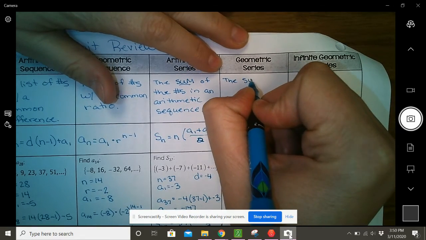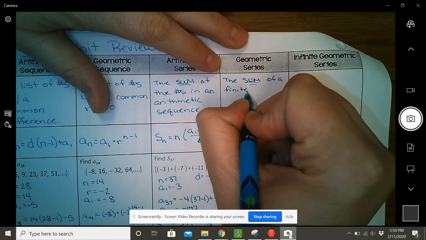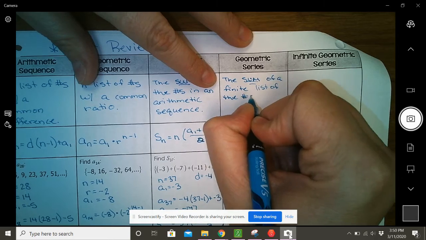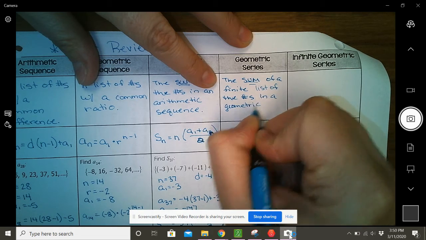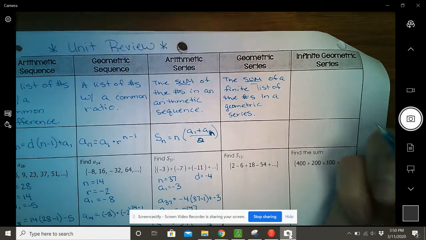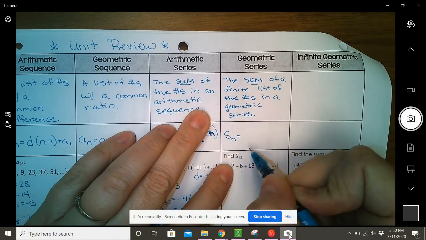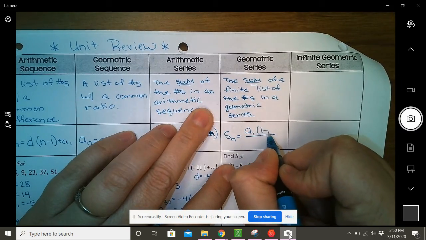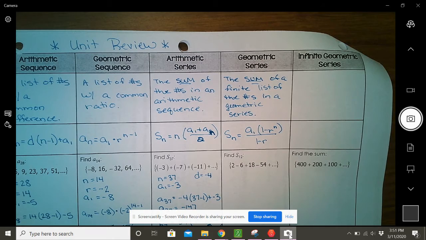The sum of a finite list, which means it doesn't go on and on forever, of the numbers in a geometric series. All right. So, as usual, there's a formula for that. S sub n is equal to a sub 1 times 1 minus r to the power of n, all over 1 minus r. Okay, so make sure we get that formula down right.